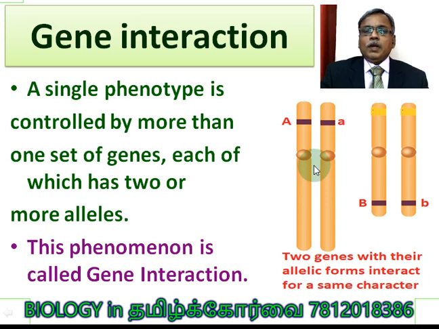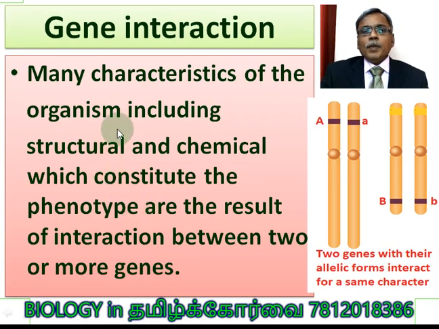Understood? Usually we learnt in Mendelian genetics one gene with two alternative forms, the alleles, responsible to produce one character with two variations. But here there are two genes with their own allelic forms. A is a gene with its allelic form small a. In the same way, capital B and small b. These are two different genes occupying two different gene loci. They interact to produce one character and its variations also. This phenomenon is called gene interaction. So the question can be asked, what is gene interaction? Sometimes two or more genes are responsible to produce only one character with two or more variations. This is called gene interaction. Many characteristics of the organism, including structural and chemical, which constitute the phenotype, are the result of interaction between two or more genes.